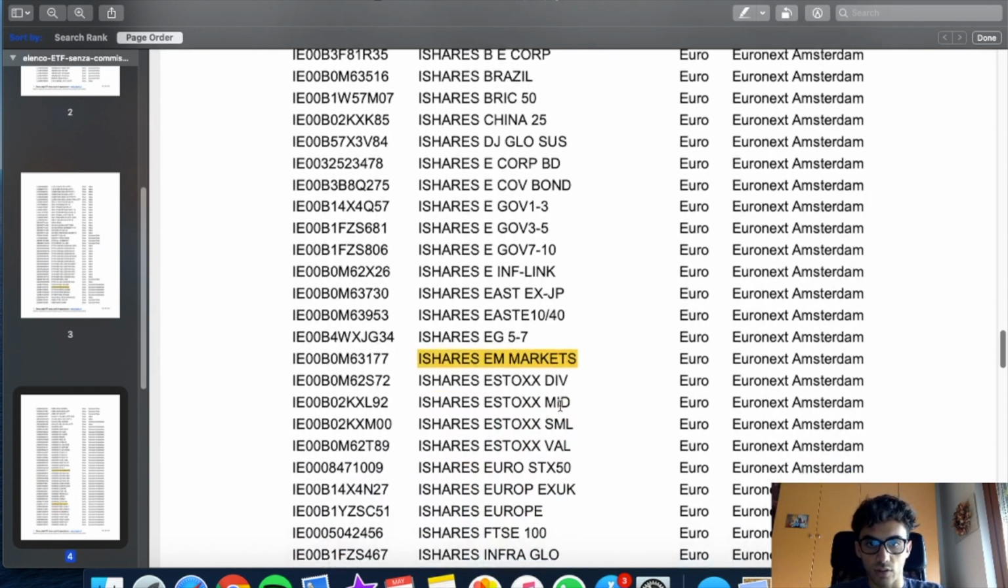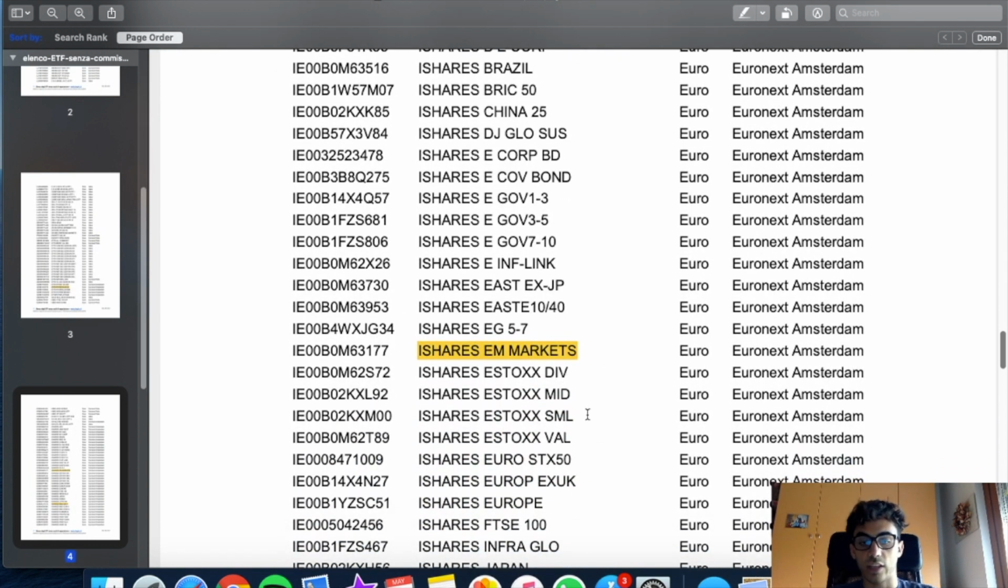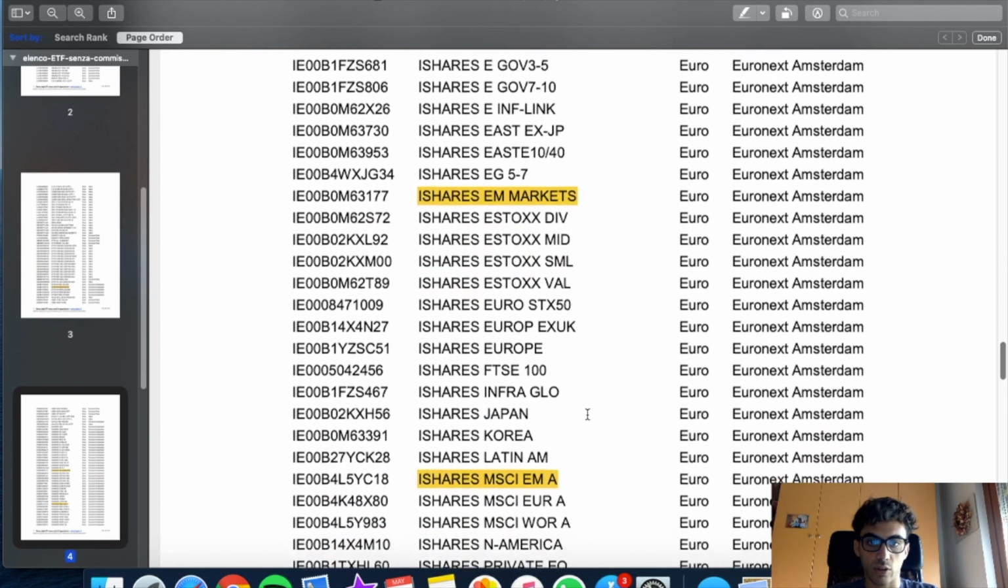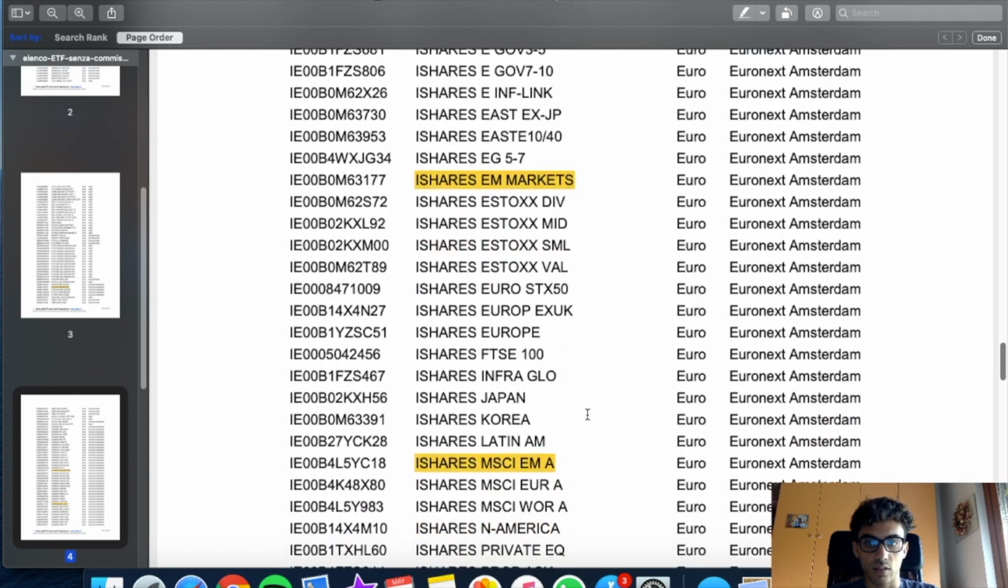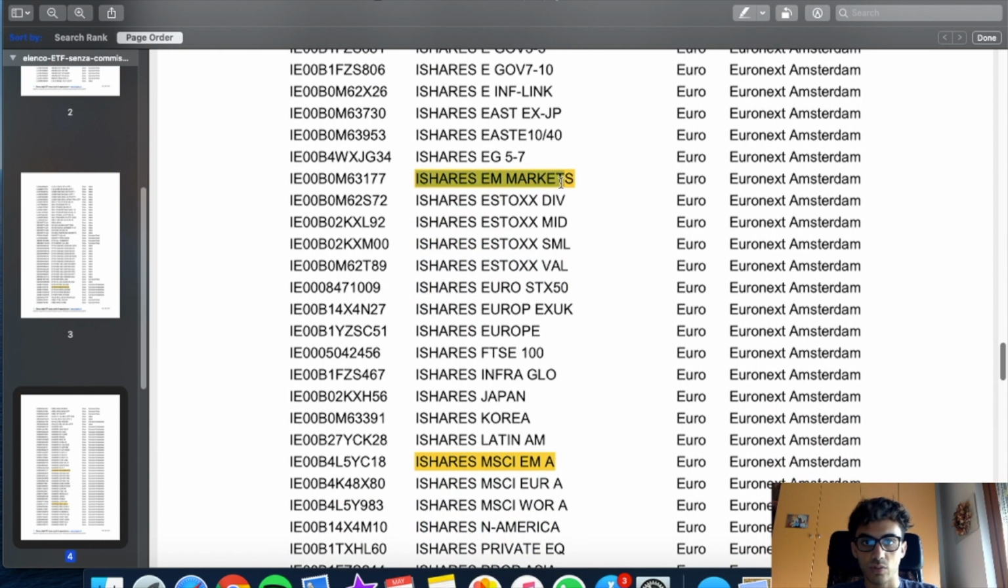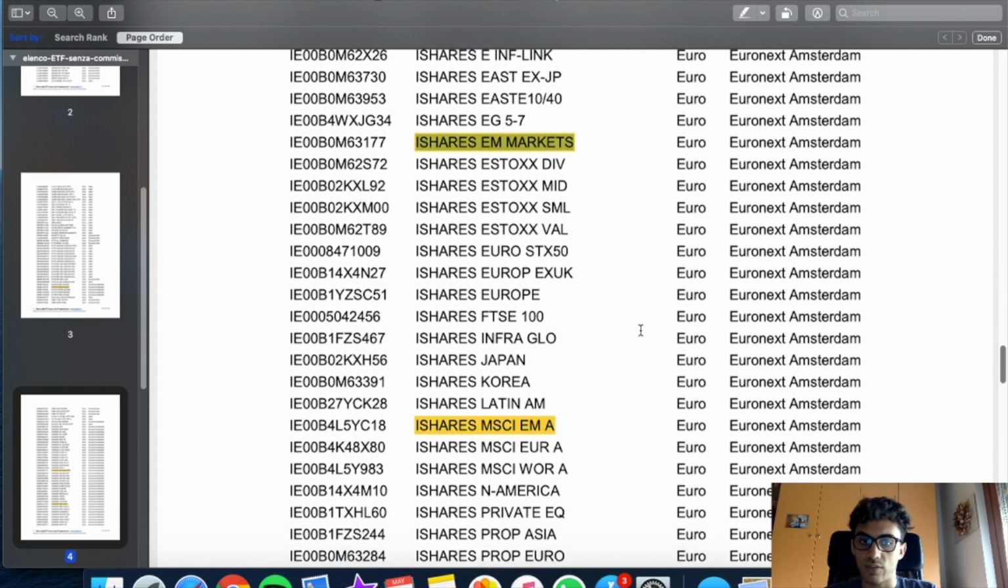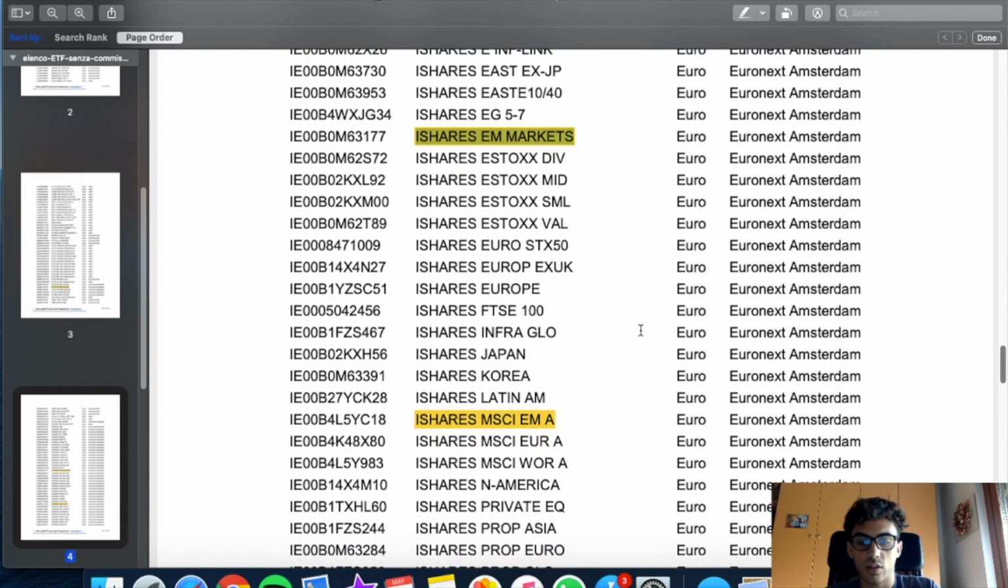Then we have emerging market, so like China, Brazil, Taiwan, South Korea. There are actually two. One is distributive and the other accumulative. It means one pays the dividends to you, and the other reinvests it back in the fund. So it depends on your tax situation. But these are emerging markets.